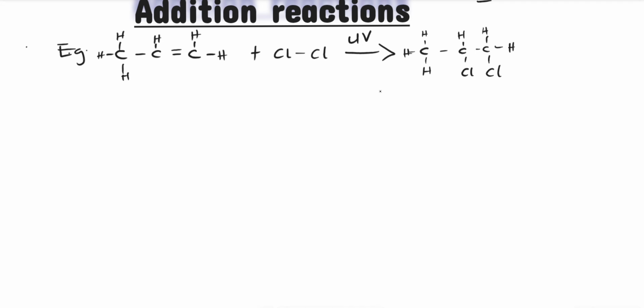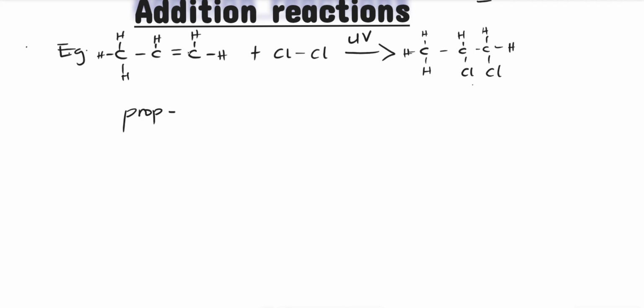So the reason why we say addition reactions are faster than substitution reactions is that we only need energy to add these two chlorine atoms. Unlike in substitution, you need to take out something, then you put in something. So you need energy for taking out and putting in. In this case, we just put in, so we need less energy. That's why addition reactions are faster than substitution reactions.